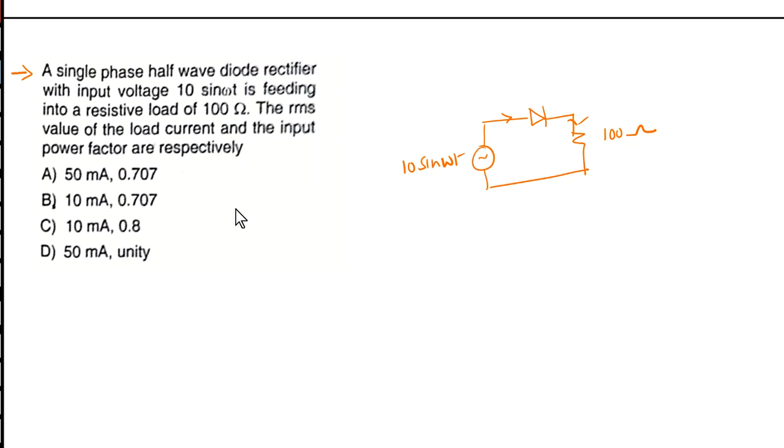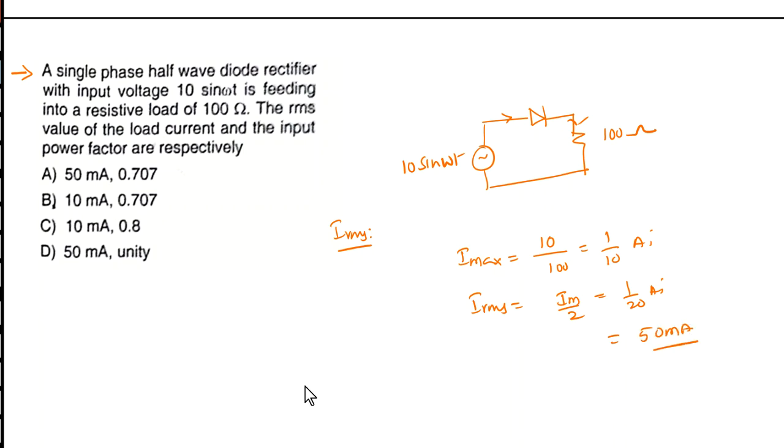First of all, we need to find the RMS value. Before discussing the RMS value, what is the maximum value? I max is equal to the maximum value of the voltage, 10, divided by the resistance value, which is 100. It is nothing but 1 by 10 amperes. Now we need to calculate the I RMS value. For a half wave rectifier, it is I m by 2, that is 1 by 20 amperes, which can also be written as 50 milliamperes. So both are the same.